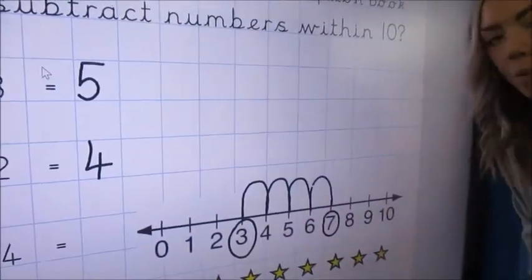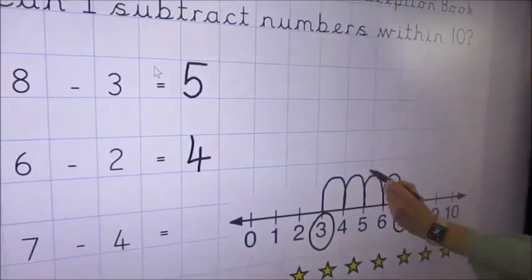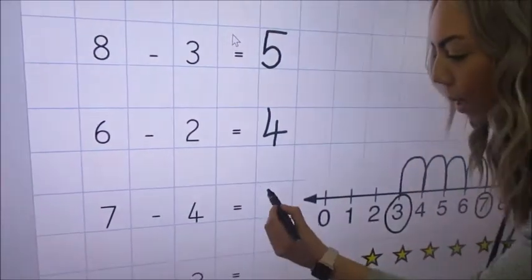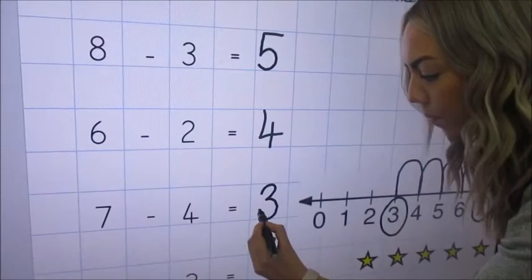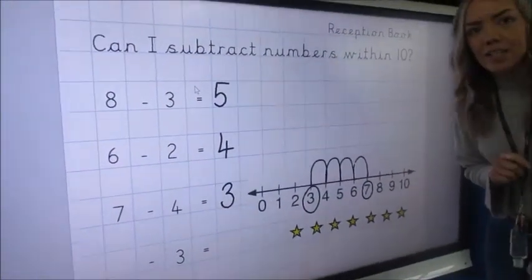And I've landed on the number 3. So I now know that 7 take away 4 equals 3. And I'm going to write that in my box. Brilliant. Now the last one is a little bit tricky.